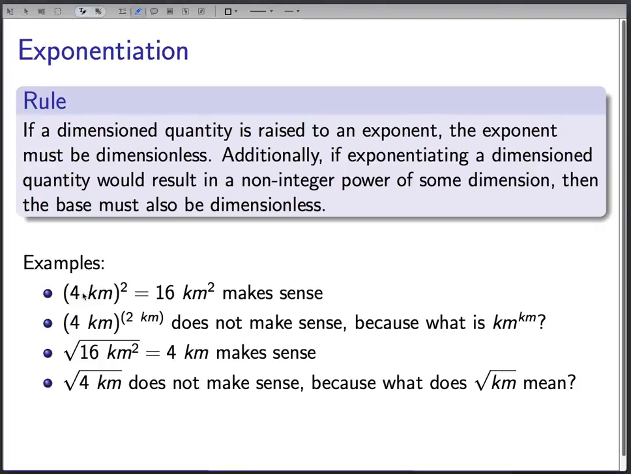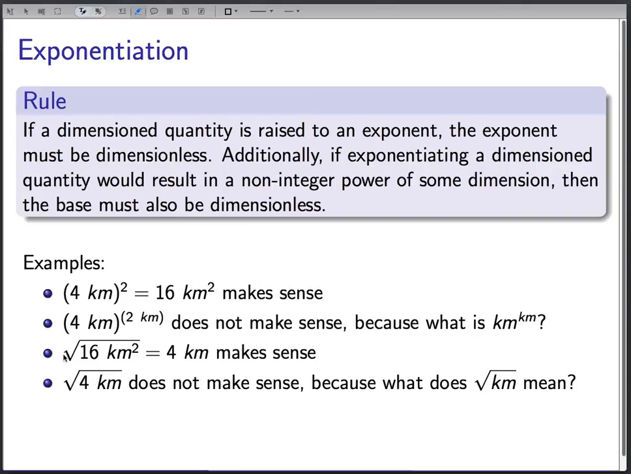Okay, so let's make that very concrete with examples. If you take the quantity 4 kilometers, that's a dimensioned quantity, and you square it, you square everything. So 4 squared is 16, kilometers squared is square kilometers. 16 square kilometers, that's a quantity that makes sense. If you do 4 kilometers to the 2 kilometers, so now I'm trying to exponentiate to something that carries dimensions in the exponent, that doesn't make sense, because for instance, what are kilometers to the kilometers power? It doesn't make any sense. You can't do that.